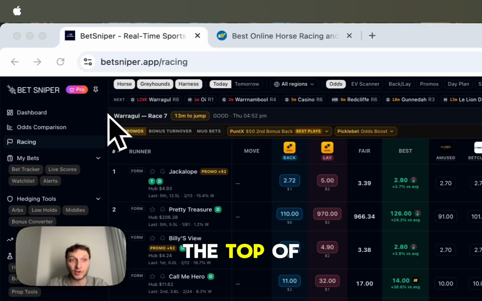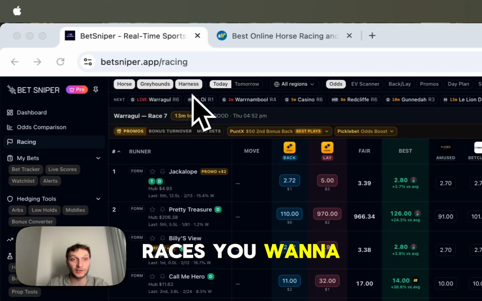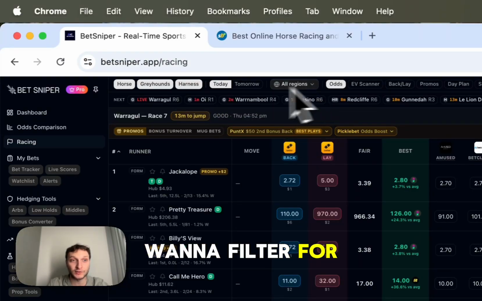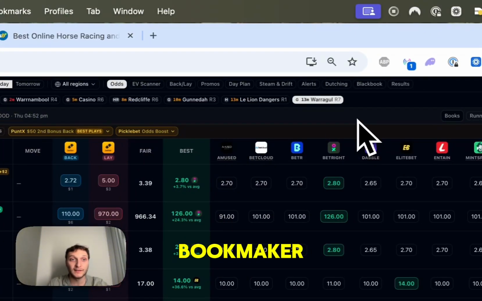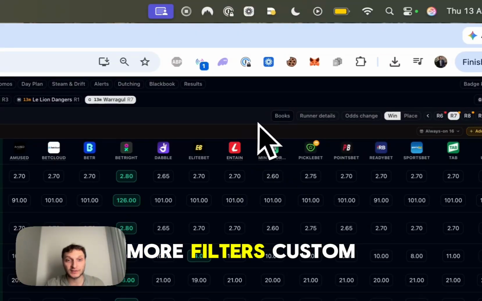First off, we'll just go over the top of the page, which is where your filters are, so you can turn on whichever races you want to look at, whether it's today or tomorrow, what regions you want to filter for. Then you've also got the next to go. So this is just like you'd see on a bookmaker. And then you've got the race information, and then some more filters custom for this page.